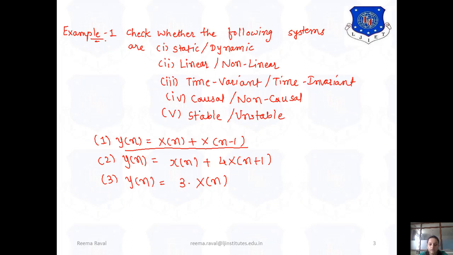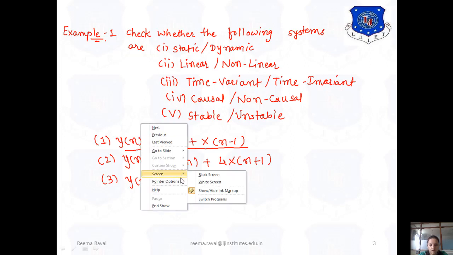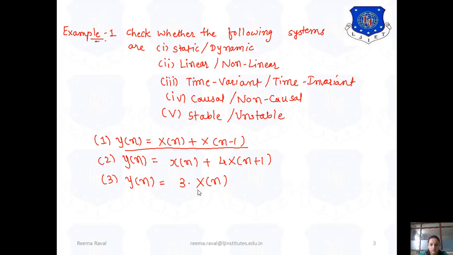Next question is y of n equals x of n plus 4 x of n plus 1, right? So now we will see this example, y of n equals x of n plus 4 into x of n plus 1. So now second example, y of n equals x of n plus 4 into x of n plus 1. Okay. So similarly, let's check the properties for this example.